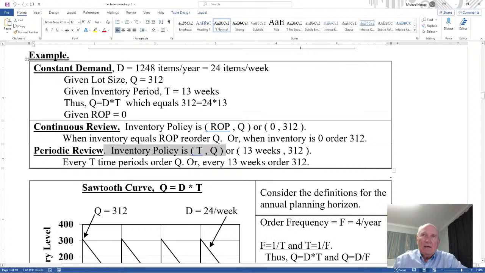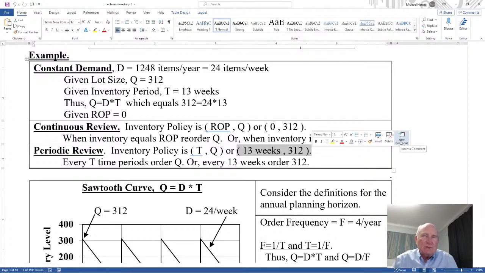So here, it's TQ. Every T time period order Q, or every 13 weeks order 312. And so now my inventory policy is 13 weeks, 312. So notice, what's your inventory policy? Well, there's two ways to express it. One way is two numbers.